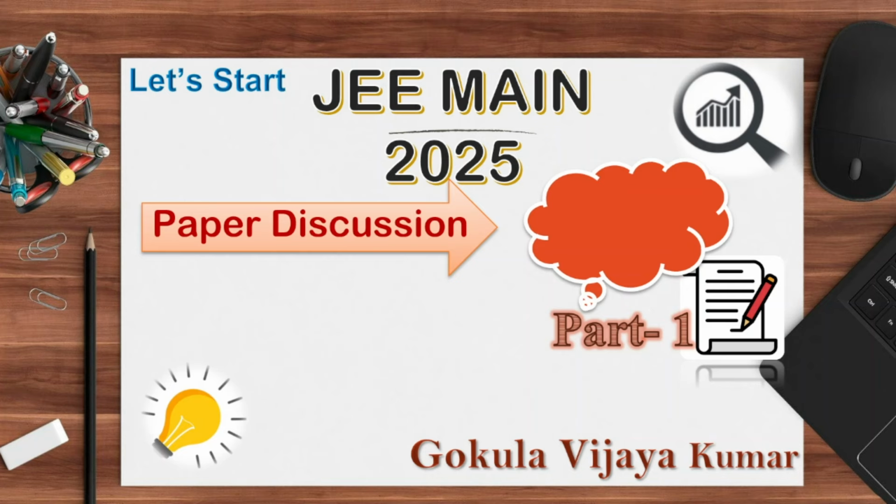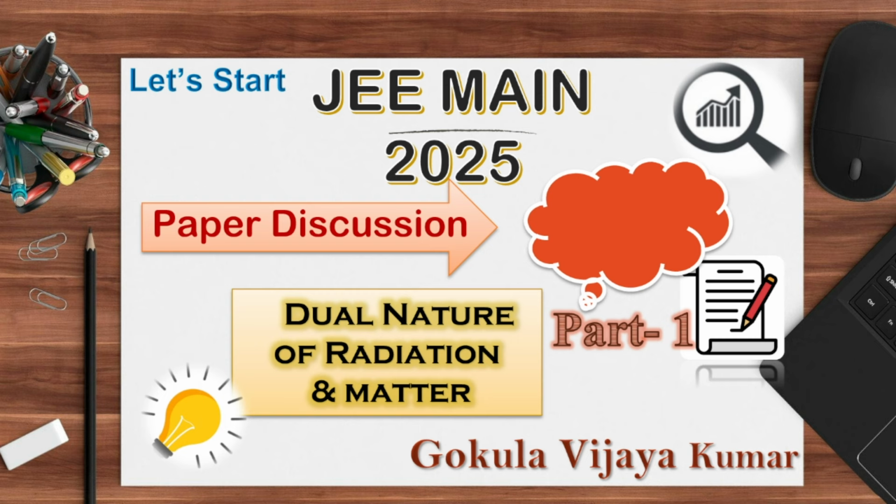Hello students, today we're going to discuss JEE Main 2025 questions from the chapter Dual Nature of Radiation Matter, January attempt, that is attempt number 1. We divided this chapter into two parts.